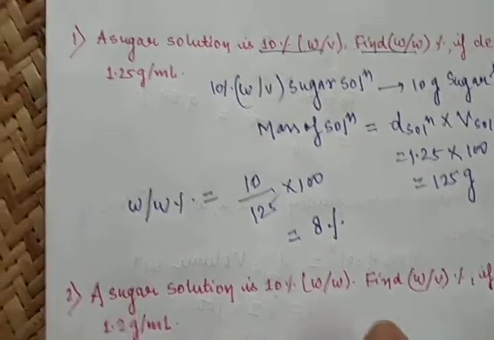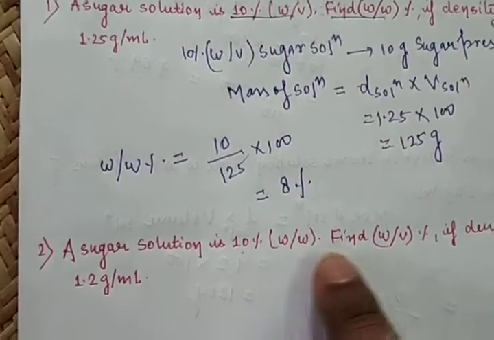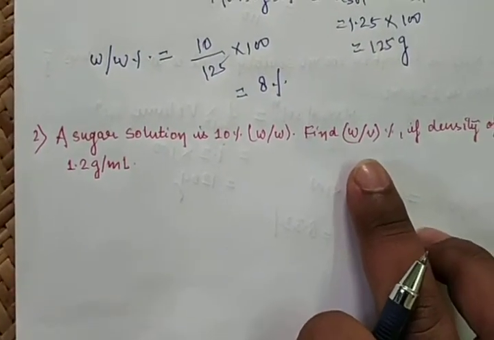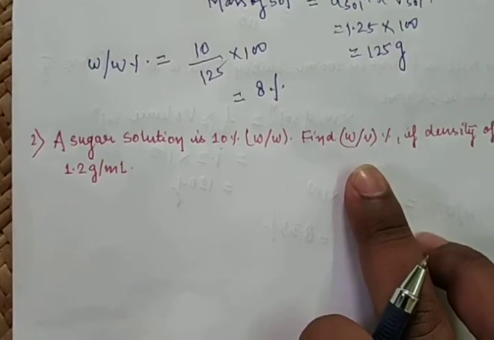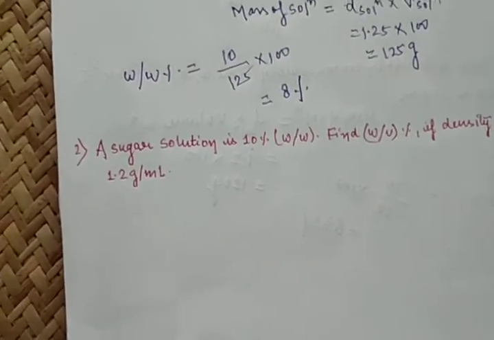Same question, but the difference is there. It means 10% W by W is given, and now you find W by V percentage. Clear? So this is your homework. Okay, student? Okay.